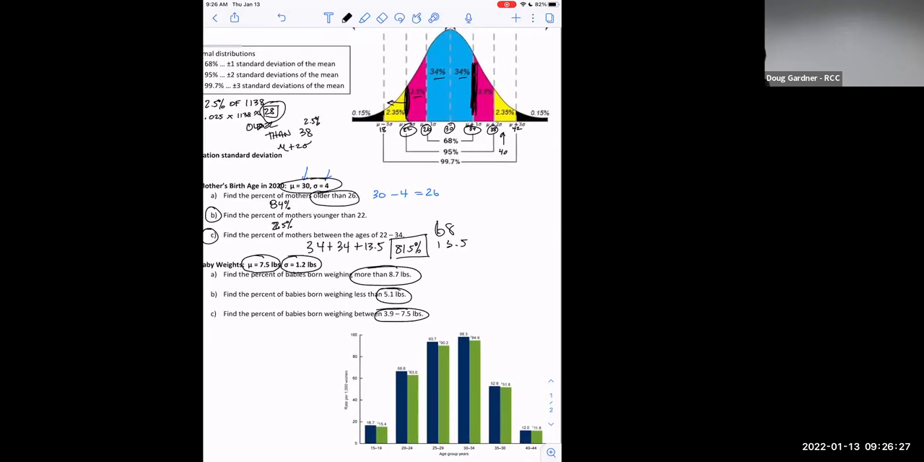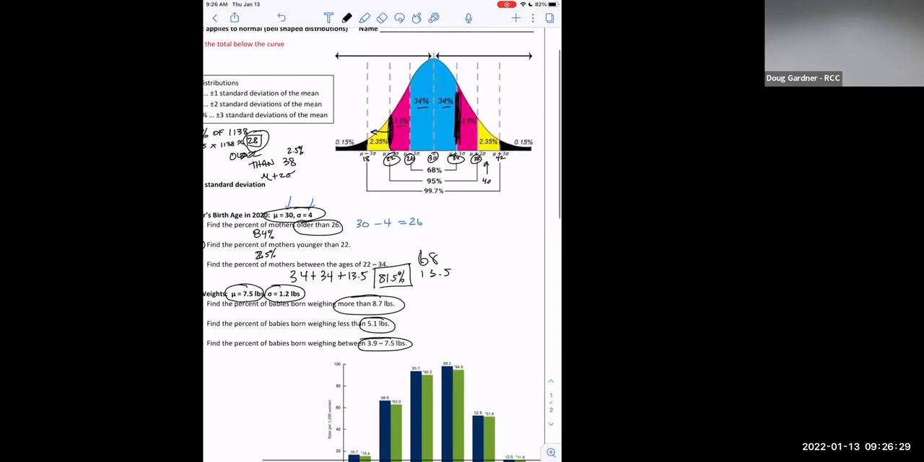Notice totally different context, yet the same exact empirical rule works for this too. Does it make sense babies would be born in a bell-shaped curve? Most of them would be stacked around the middle, 7.5, and then they disperse out from there.